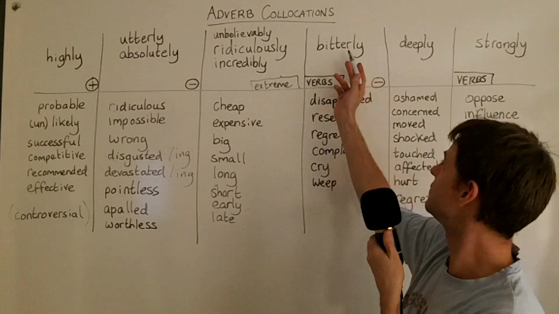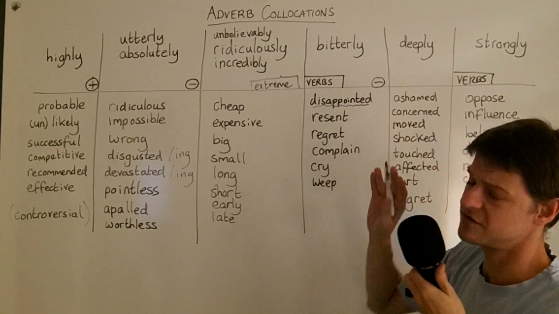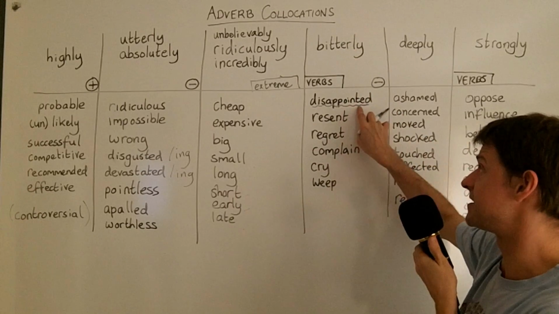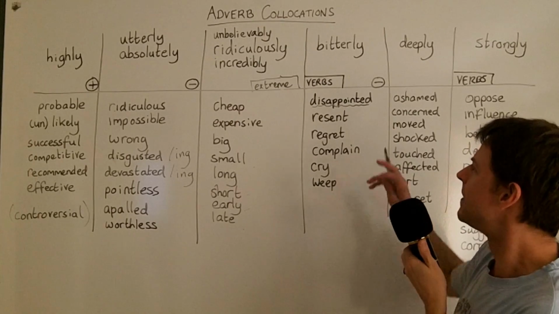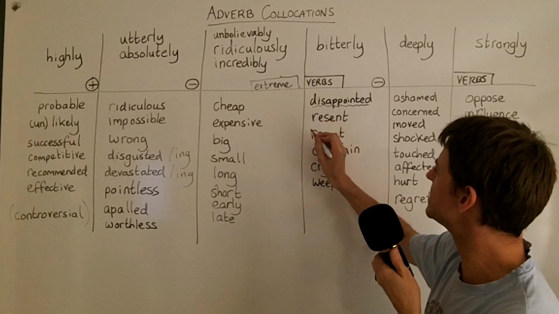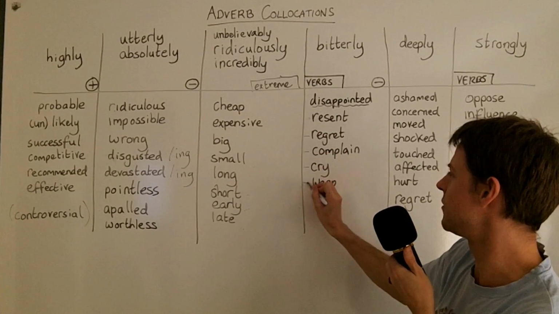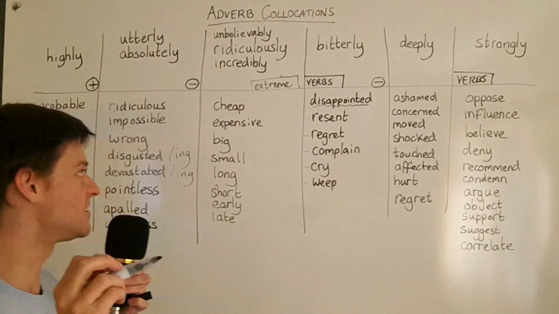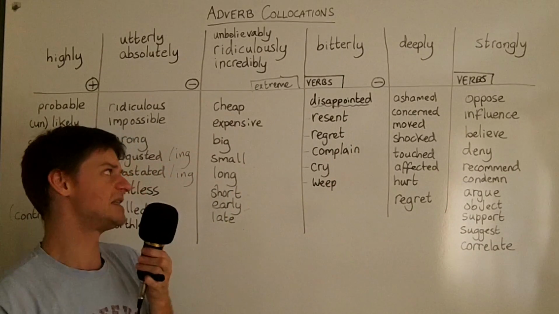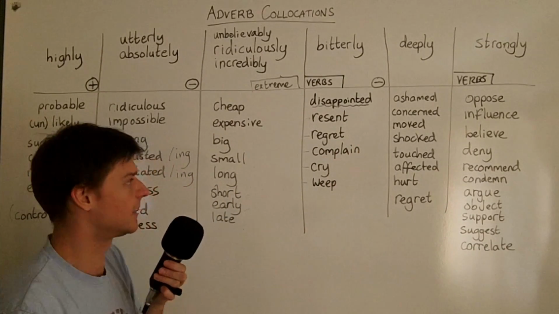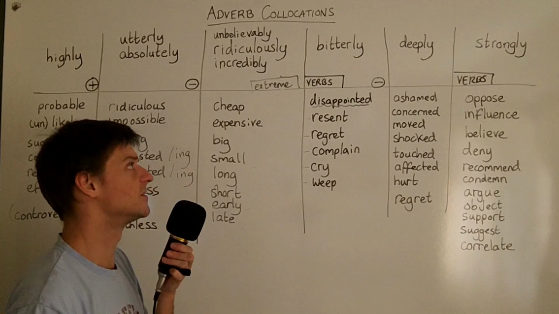Bitterly is very often used for verbs. The one exception I could think of, so it's not only used for verbs. You can say I was bitterly disappointed, or it was bitterly disappointing. Usually disappointed, though. But all the others here are verbs. I bitterly resent, I bitterly regret, I bitterly complained, I cried bitterly or wept bitterly. So we use this adverb very often with verbs, and these are all negative verbs, yeah? Resenting, regretting, complaining, crying and weeping. They're not positive. So that's perhaps one way which will help you remember some of these collocations.